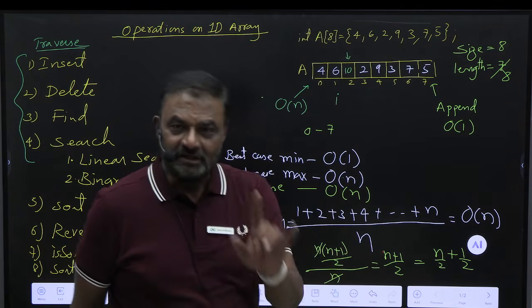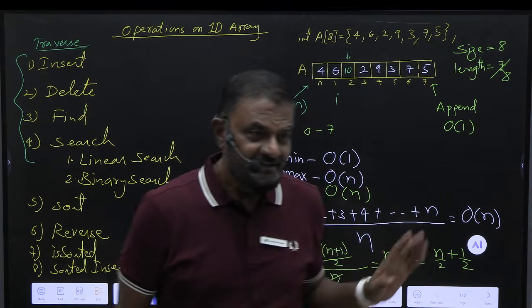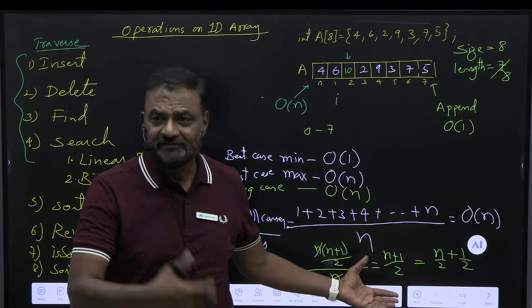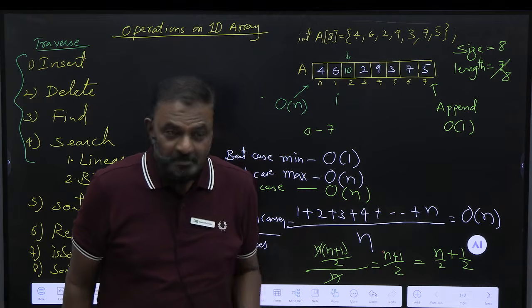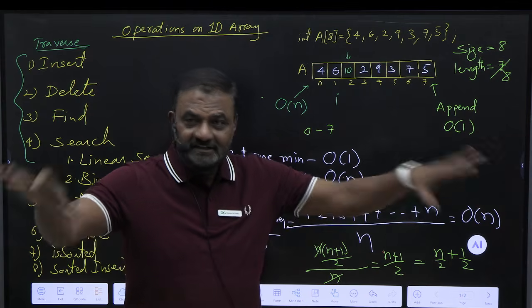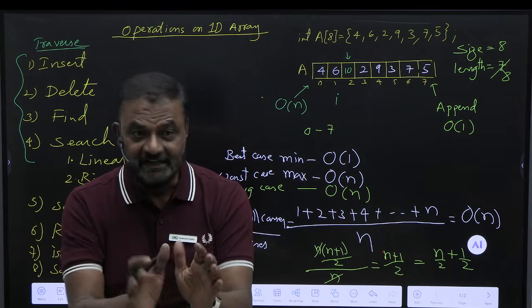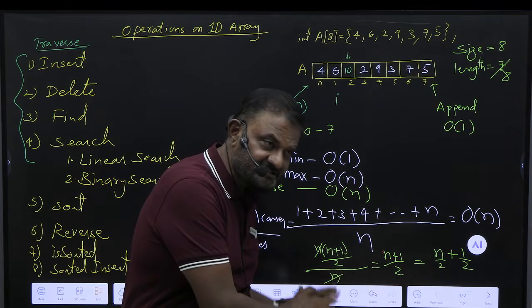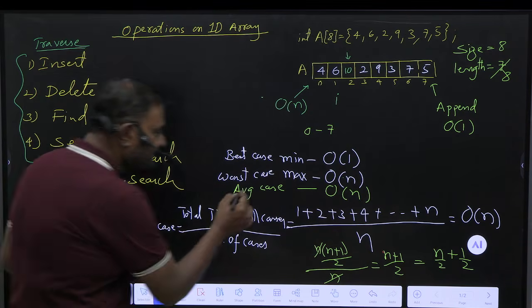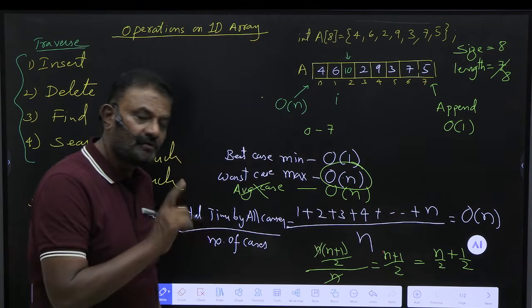Finding average case time is always difficult on any data structure for any operation. No doubt, here it was not that difficult. It was easy, the sum of first n natural numbers, and we got it. But this may not be the situation every time. Sometimes we have to involve complex mathematics for finding the average time for some data structure, some operation. That is the reason we don't always find average case time. We mostly rely on worst case time.